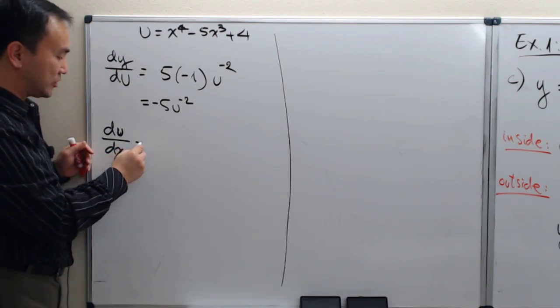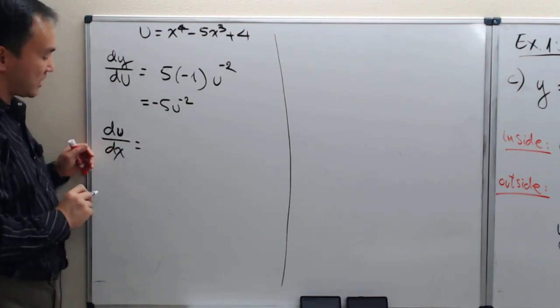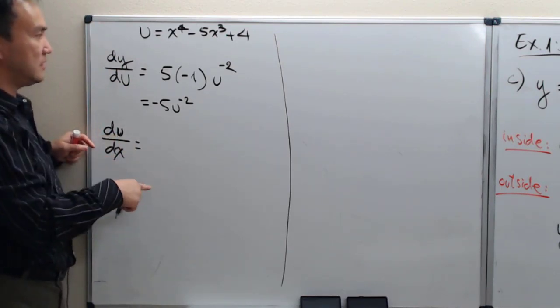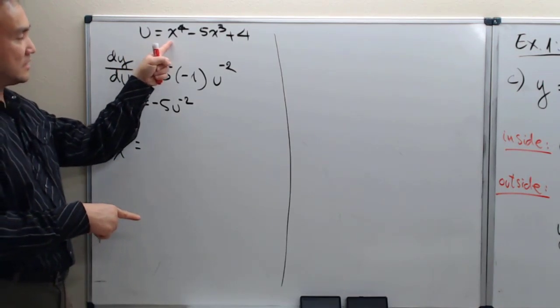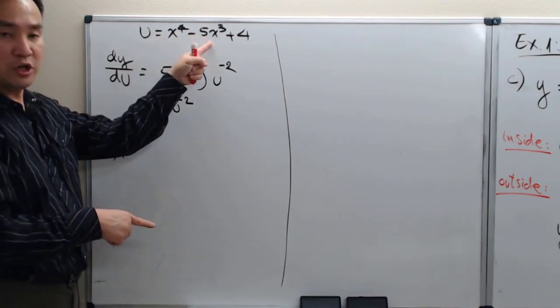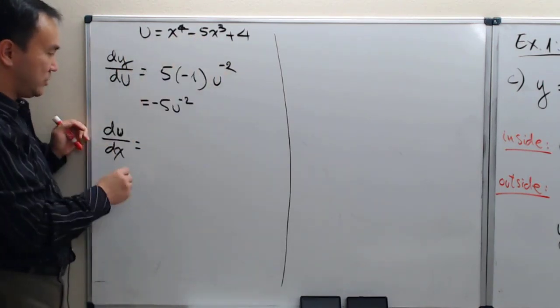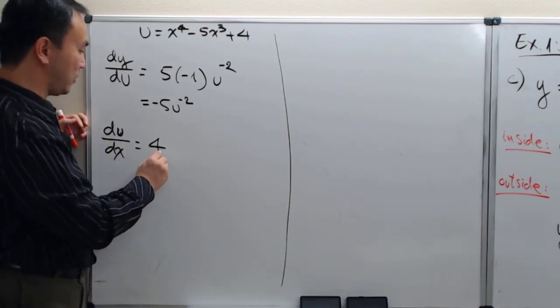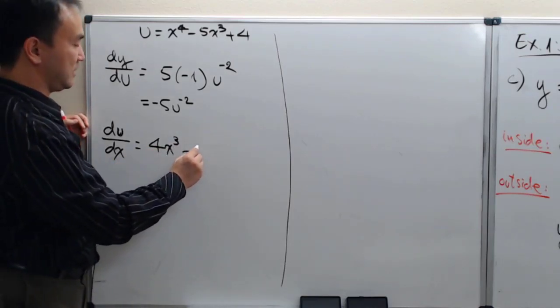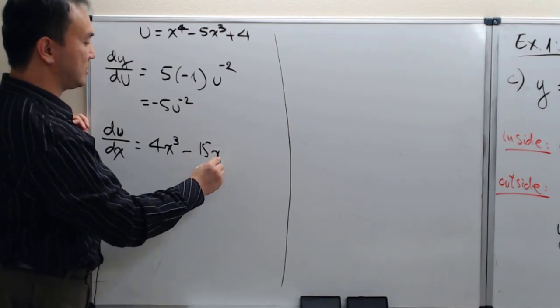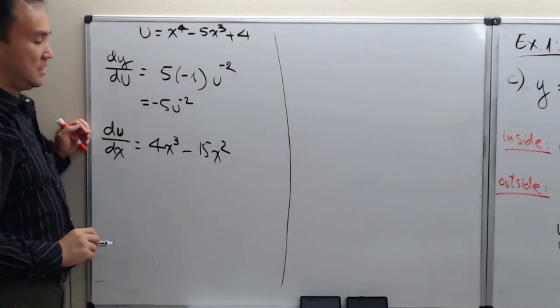And then we're going to put it all together at the end. It's also going to be working. So du dx here, this time u is defined as x to the 4th minus 5x cubed plus 4. So du dx here is going to give me 4x cubed minus 15x squared, and the constant term is gone away.